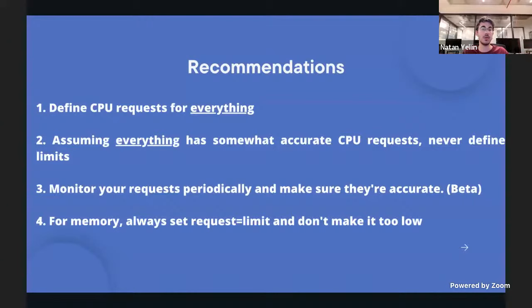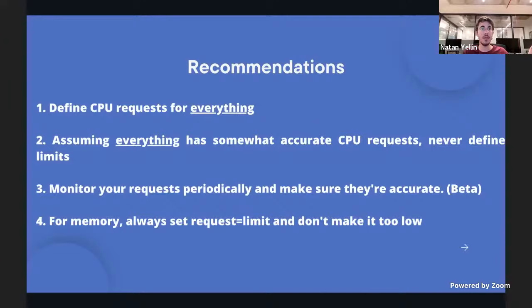Now, assuming that you gave people somewhat accurate requests, and you did that for everyone, then never define limits. It's not going to help you. What you want is soft limits, so that if you're not using CPU, then someone else can have it. And if you are using CPU, then you get it. And soft limits, that's just a request. In Kubernetes, a soft limit is a request, and a limit is a hard limit that can never be violated. So just don't define limits. And then if CPU is available, give it to whoever needs it instead of throwing it away, and everything is good.